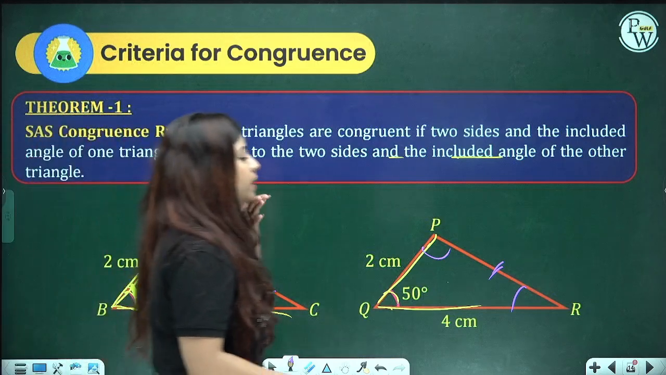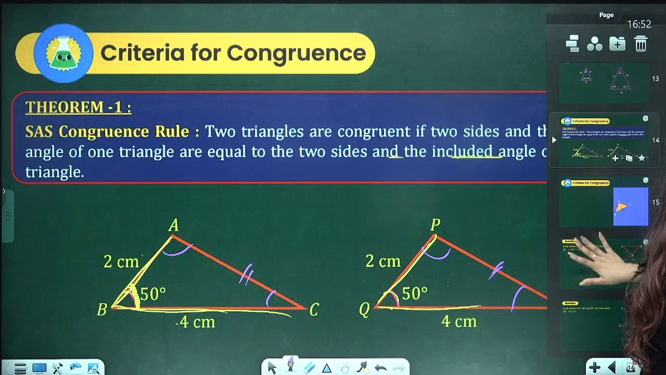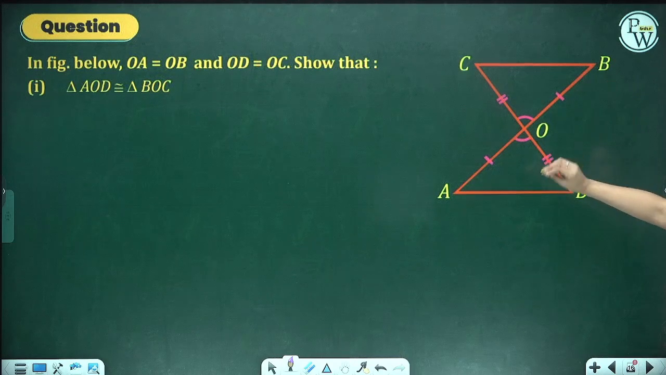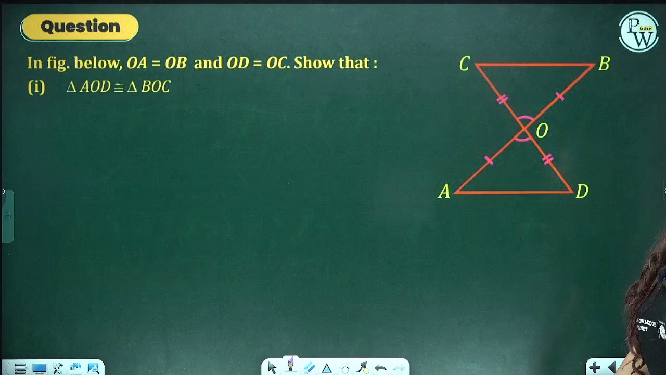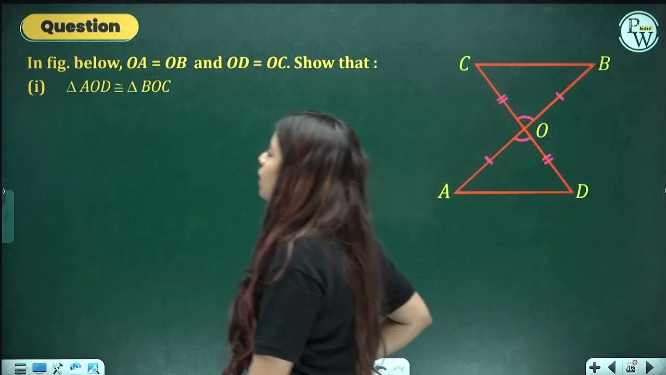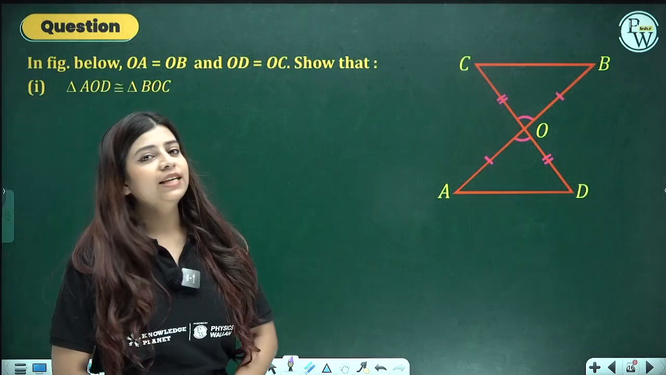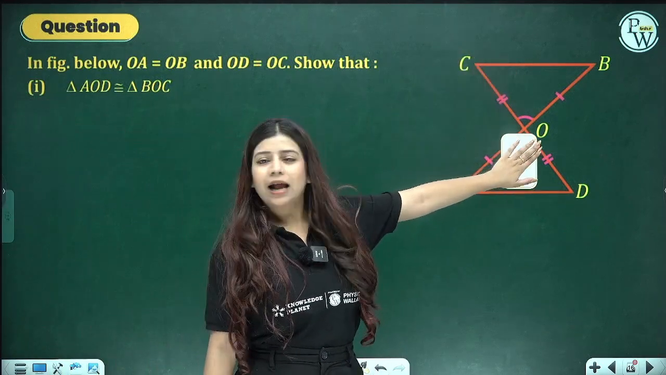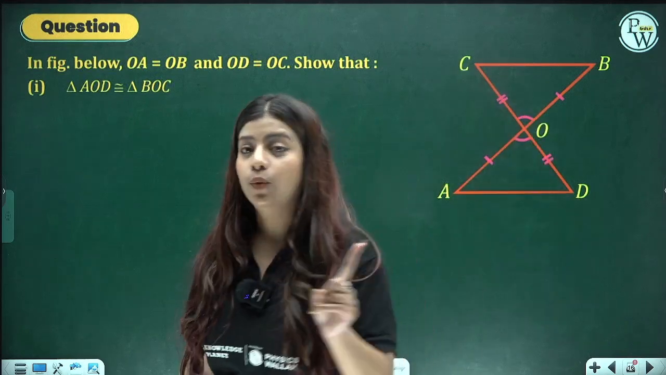Okay. The next thing that we have over here, let's move forward. Let's see the question. Now, in the given figure, we have OA equal to OB, students, OD equal to OC. We have to show that triangle AOD is congruent to triangle BOC. As we can see, one triangle is upside down and the other triangle is straight up, right? So we have to prove that these two triangles are equal, right?